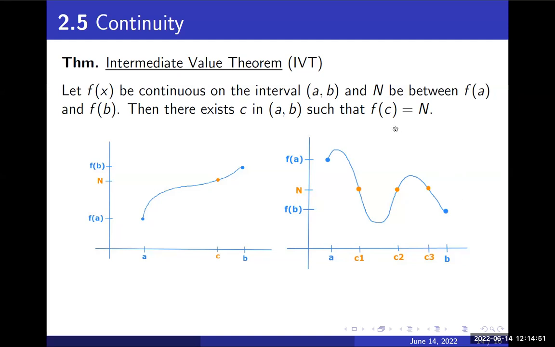What the theorem guarantees is that there's at least one value c that would produce N as its y value, but it might happen more than once. There exists at least one time it's going to work.